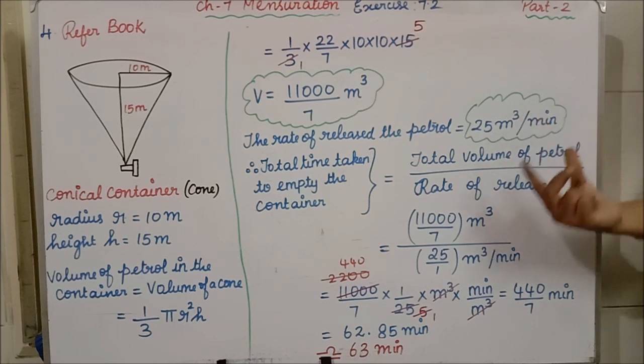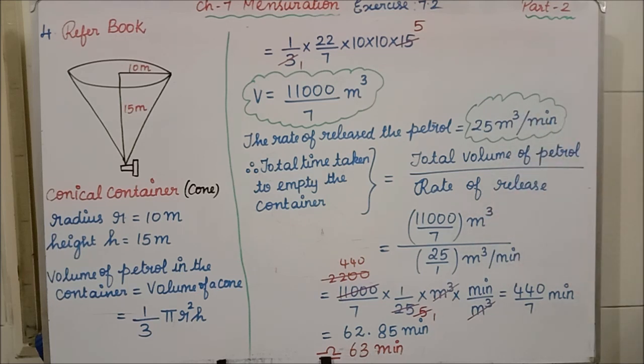So divided by rate of release. Clear, students, all of you? Total volume of the container divided by the rate, how much it is releasing per minute. We have to divide, and we will get the total time taken.